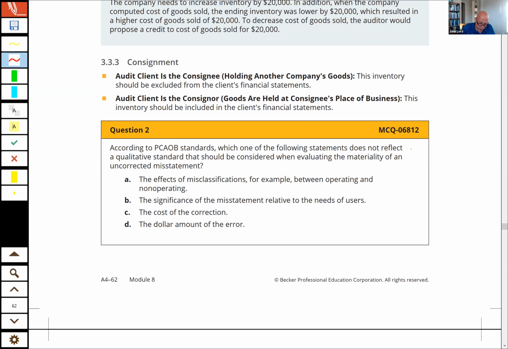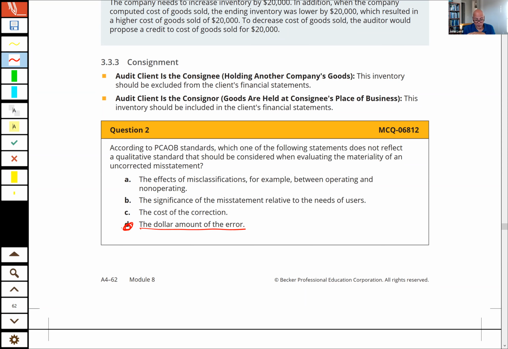Okay, guys, let's look at this one. The reason I'm stopping you a little earlier is I don't recall there being anything that talks specifically about PCAOB standards here. And so that in and of itself could start to mess you up a little bit. And then they say, which of the following is not a qualitative issue. You look and they start giving us these things, but the dollar amount of an error is what? Is that qualitative? No, it's quantitative.